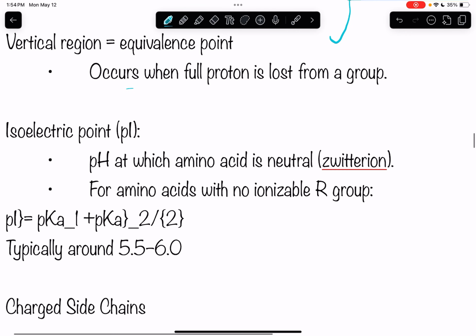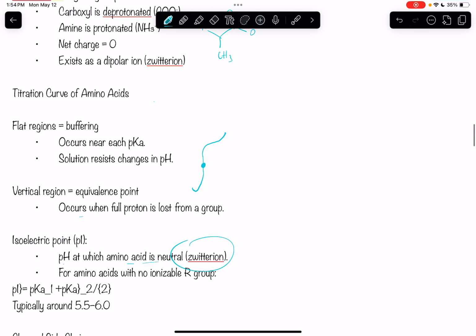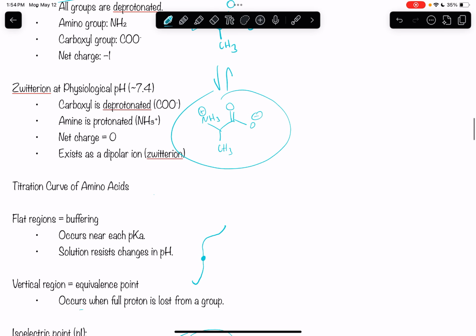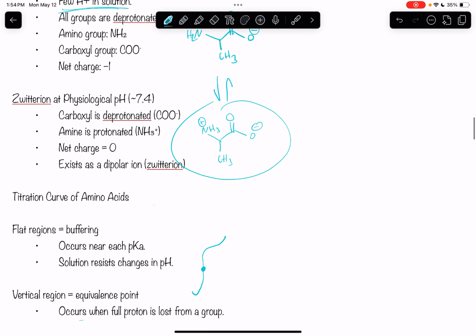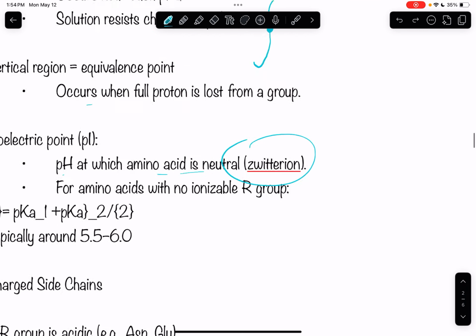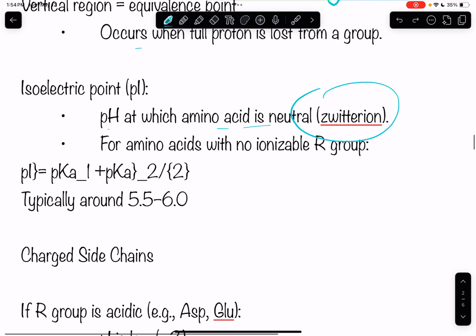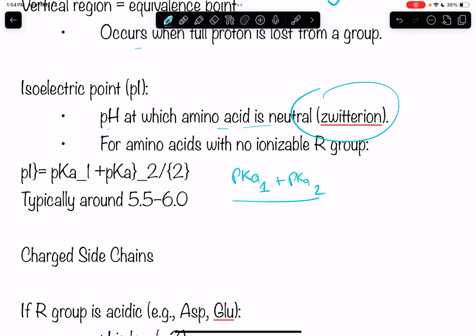So your pI is the pH in which your amino acid is neutral. So it's going to be in that form, this form here. Okay, that's the only state where your amino acid is neutral when you have a non-charged amino acid. So yeah, again, like here, sorry, this came up weird, but it should be pKa 1 plus pKa 2 over 2. And that would equal your pI.